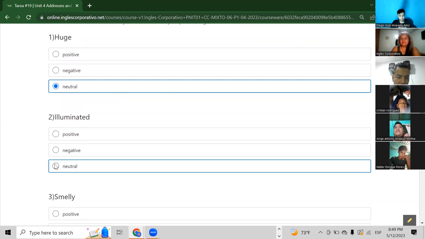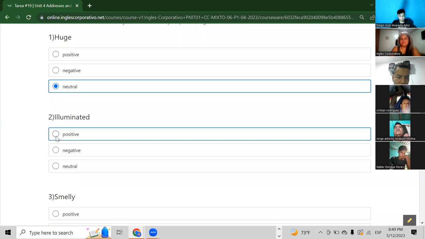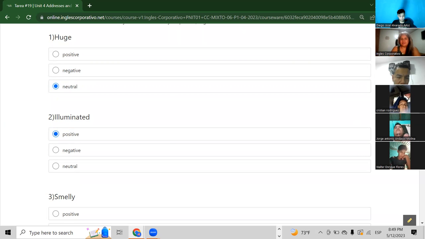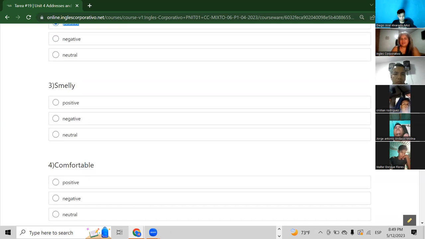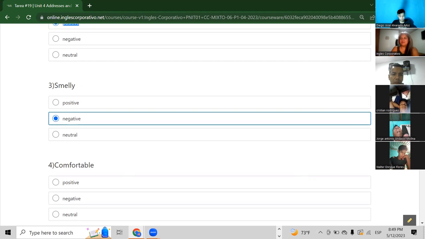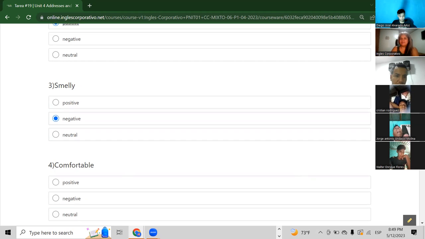Illuminated. Positive. It is positive. Okay. Smelly. Negative. That is negative, right? Porque es algo que no huele muy bien. Por eso es negative. Okay.